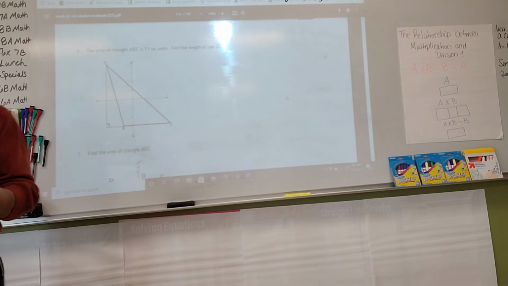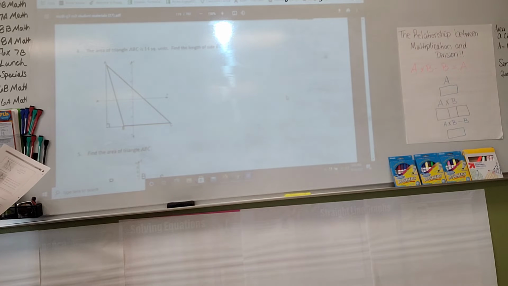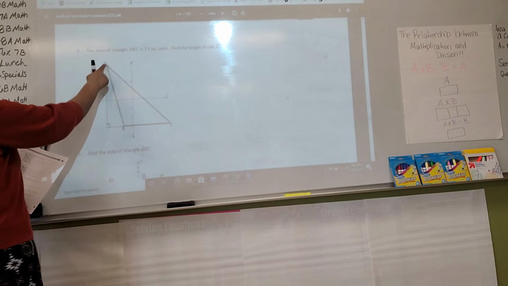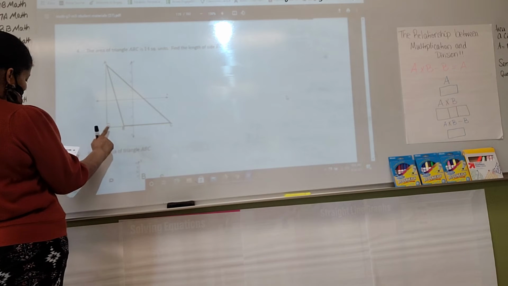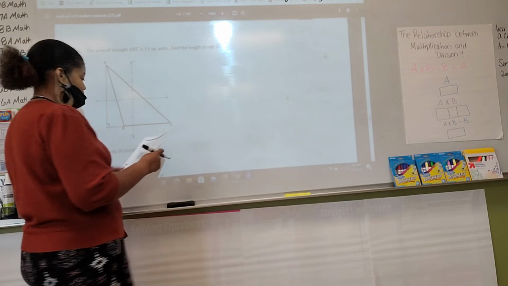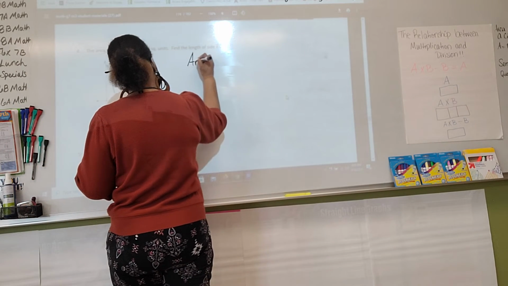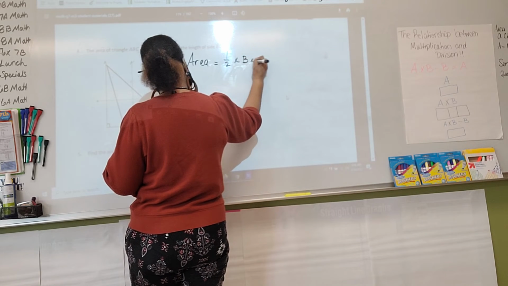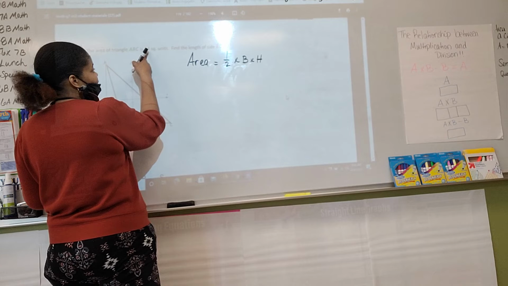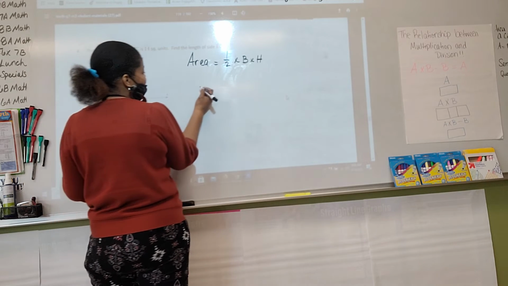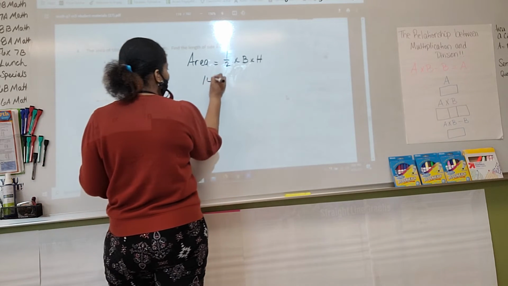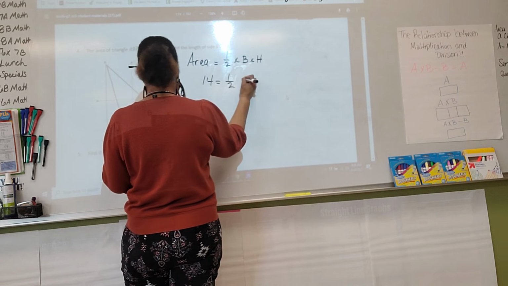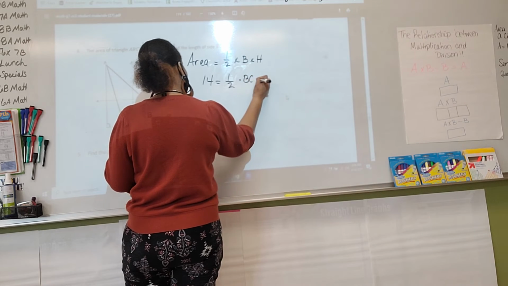Well, let's look. The area of triangle ABC is 14 square units. Find the length of side BC. We want to know the length of side BC. So I'm going to use again: area equals half times the base times the height. They told us that the area is 14. So 14 equals half times BC, since BC is the base and we don't know it, and then the height is 7. That is correct.